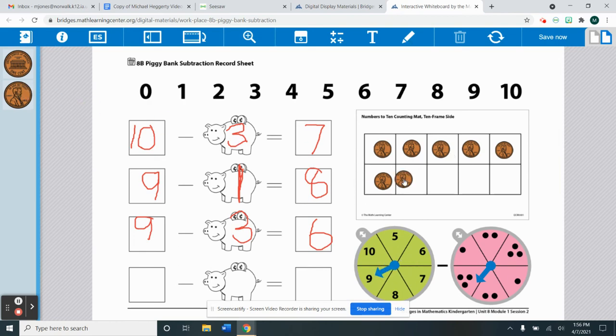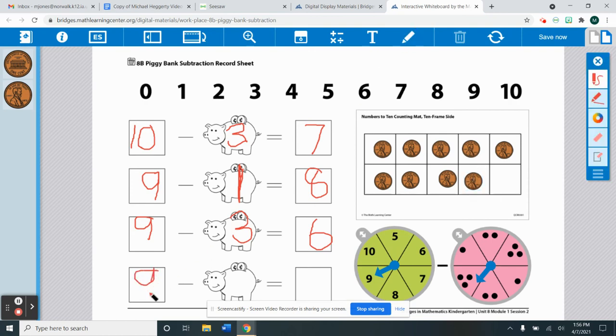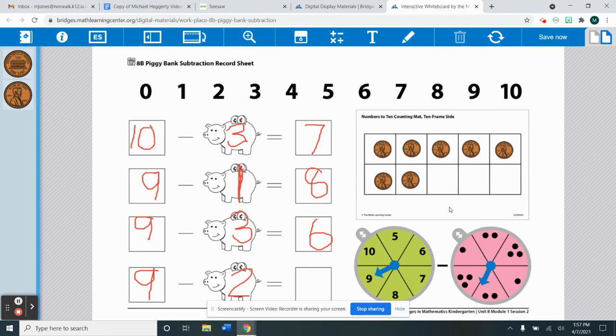And I will spin one more time. So I have to go back to 9 pennies. I'll write down that I started with 9. Spin my dot spinner. And I got 2, so 9 minus 2. I'm going to count backwards as I take 2 pennies away. So 9, 8, and 7. So now I have 7 pennies left.